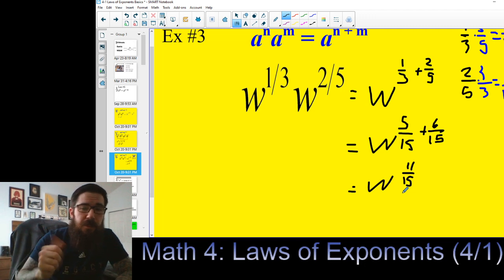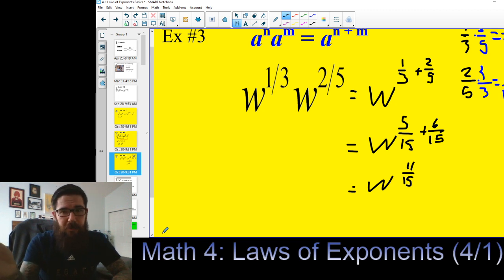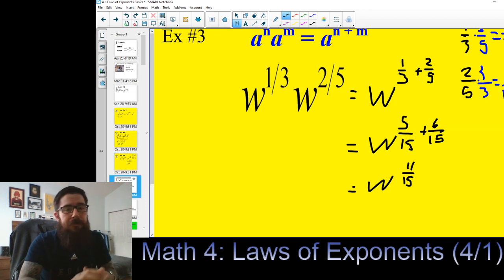Same process, still works when I'm multiplying pieces with the same base. Add those exponents. You've got to do a bit of other work, but all of the properties of math that you've known and grown to love before still happen to exist.